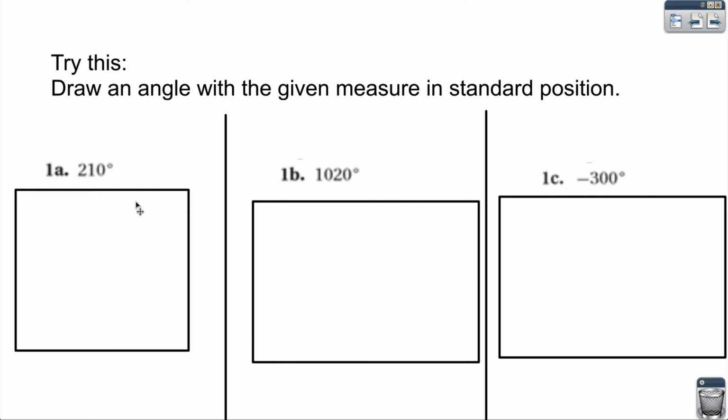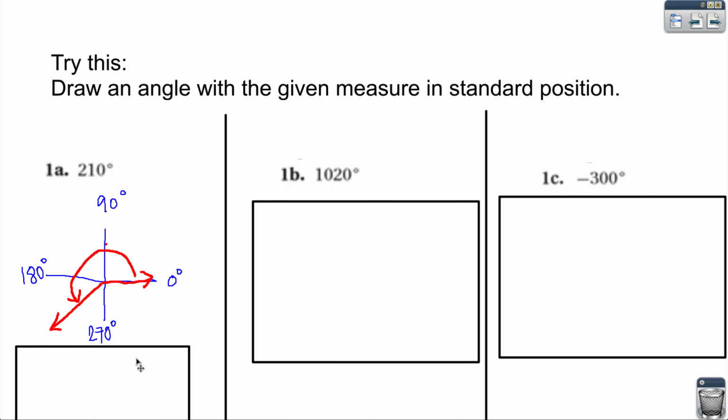Let's take a look at what that would look like. All right, so illustrated right here, starting at the initial side, you're opening to the left in a counterclockwise direction, where 210 degrees is somewhere in between 180 and 270. So I'll put my terminal side right here. And this is already a representation of your 210-degree measure. Meanwhile, in the second example, you have 1020 degrees.